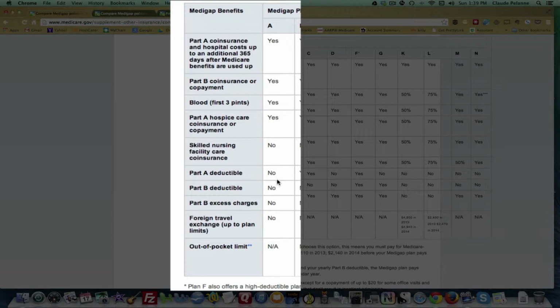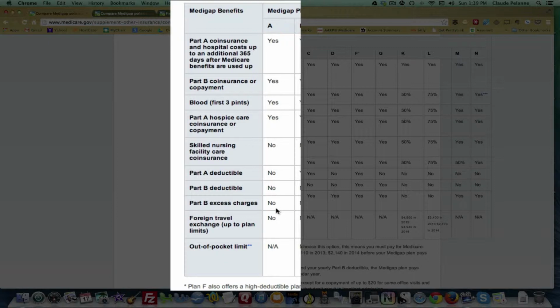Part A deductible, we saw in Part 1, that deductible is $1,800 right now. It's going to go up to $2,100. So when you go into the hospital under Medicare, you are on the hook for the first $1,800 or $2,100 in 2014 as a deductible. If you don't want to be on the hook for that, you want to get insurance to cover it, you won't be using Plan A because it doesn't pay for that. Plan A does not cover the Part B deductible, which is a $147 deductible for Part B.